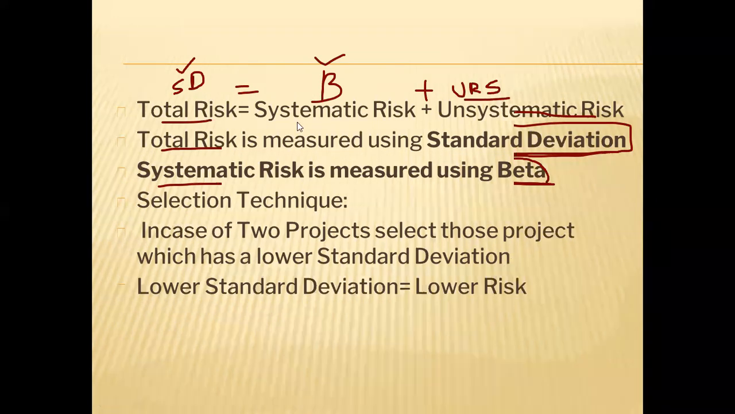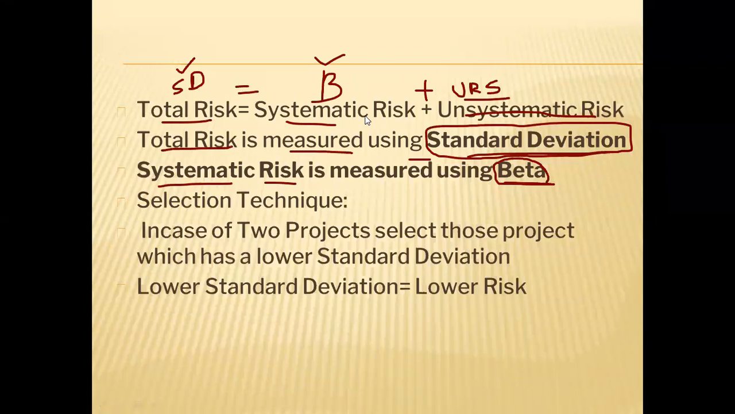Now remember one thing, systematic risk you cannot avoid because it is not in your control. Inflation is not in your control. Government policy, not in your control. So systematic risk cannot be avoided. Note and keep, systematic risk cannot be avoided. You can only take steps to minimize the systematic risk. You can manage systematic risk, but you cannot completely avoid it.